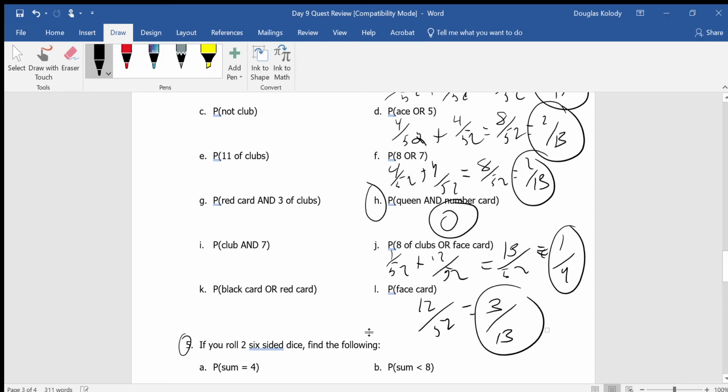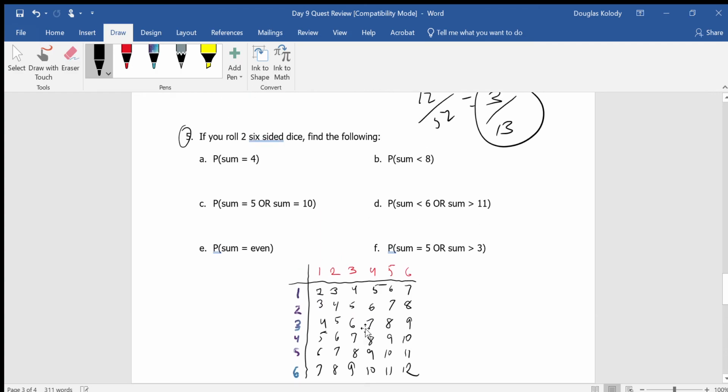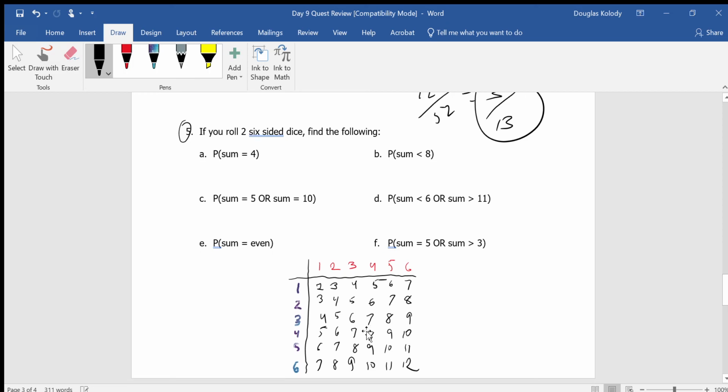All right, 2-sided die. I happen to put it right there. There's a 2-sided die. A number that is less than 8. Okay, so how many numbers there are less than 8? All of these numbers right here that you see before you. Right there. How many numbers did I just circle? 21 numbers. That's 21 out of 36. And so that's 7 over 12.